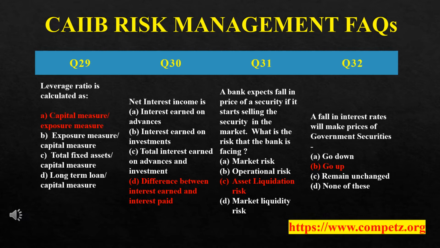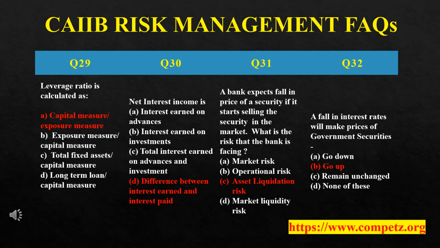Leverage ratio. What is leverage ratio? I will not read the options, you can see them directly. The answer is the one highlighted in red color, that is the first option, A: capital measure divided by exposure measure. Why is it A? Leverage ratio has been introduced under Basel III as a risk management measure.